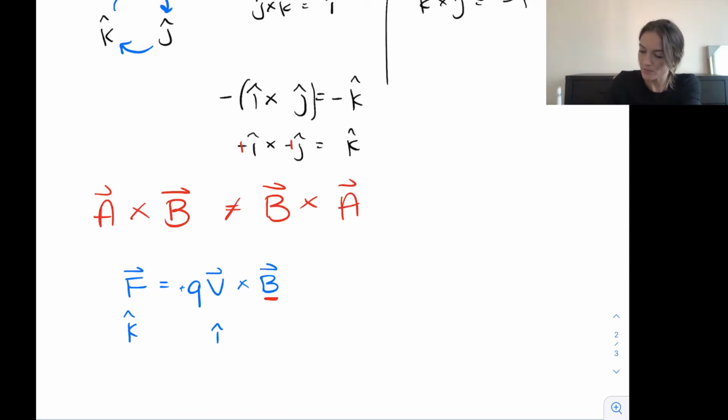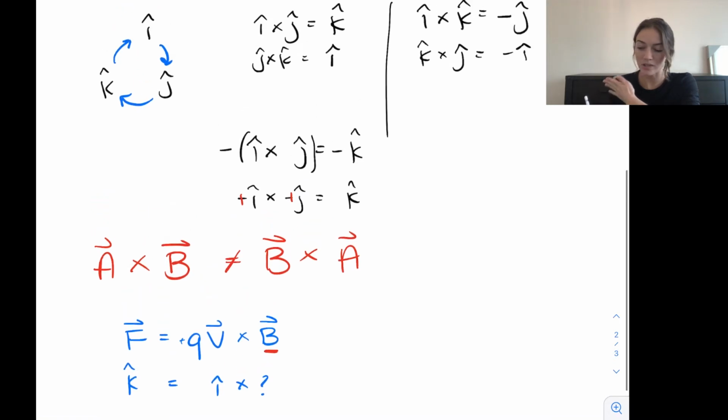So for that one, you would have to say, okay, i crossed into what vector will give me k hat? I saw a lot of people, and also last summer session, this is a very common mistake. You see two vectors and you just immediately take the cross product of them, and then you end up with the wrong answer. So you have to do it in the right order. You have to say i hat crossed into what is equal to k hat. You can't just immediately go i hat cross k hat, because those are my two vectors. So i hat crossed into what vector will give me k hat?